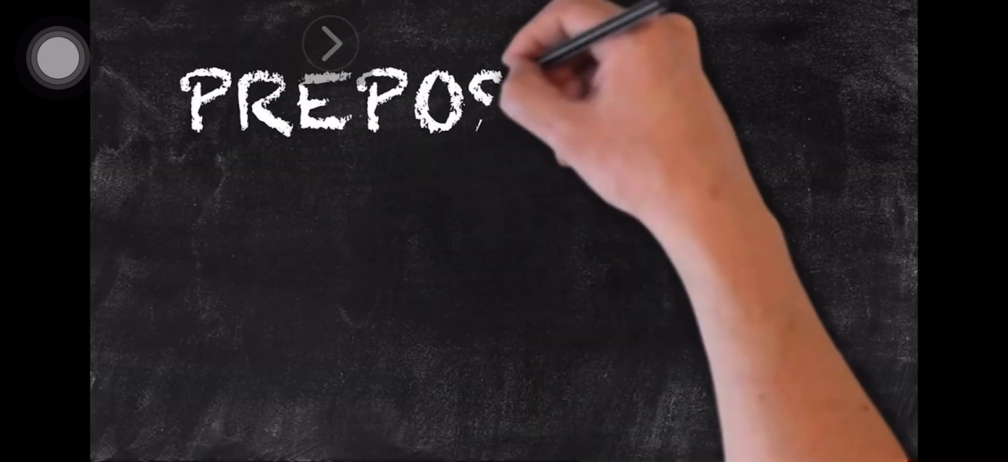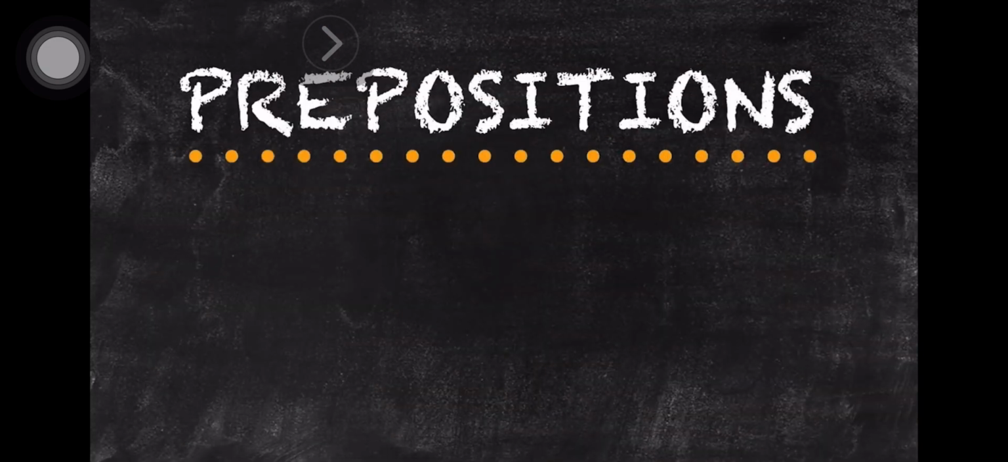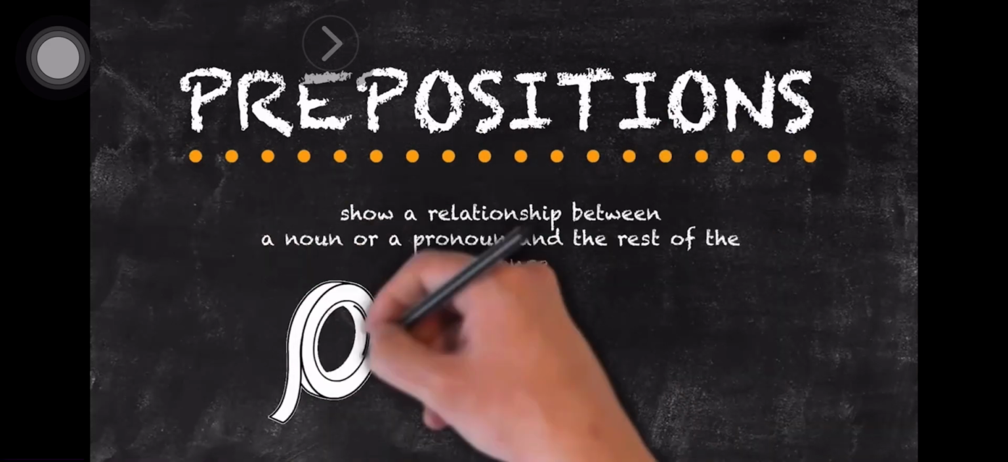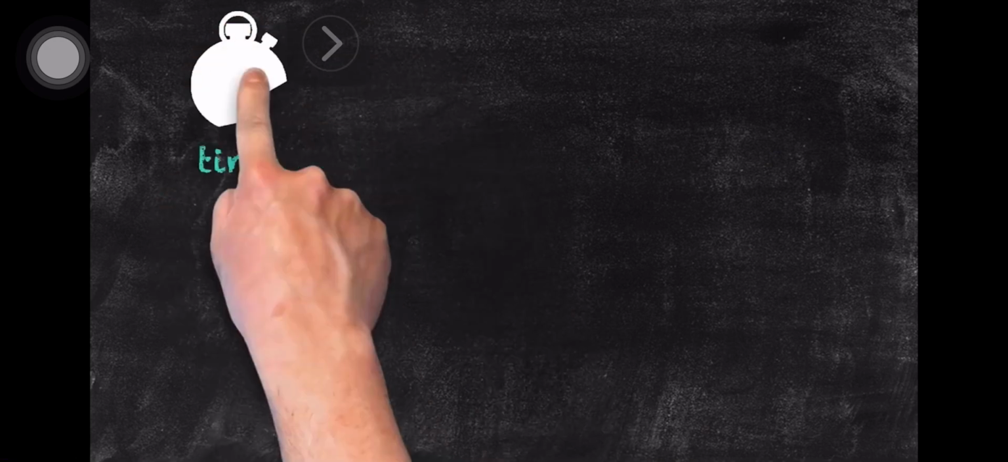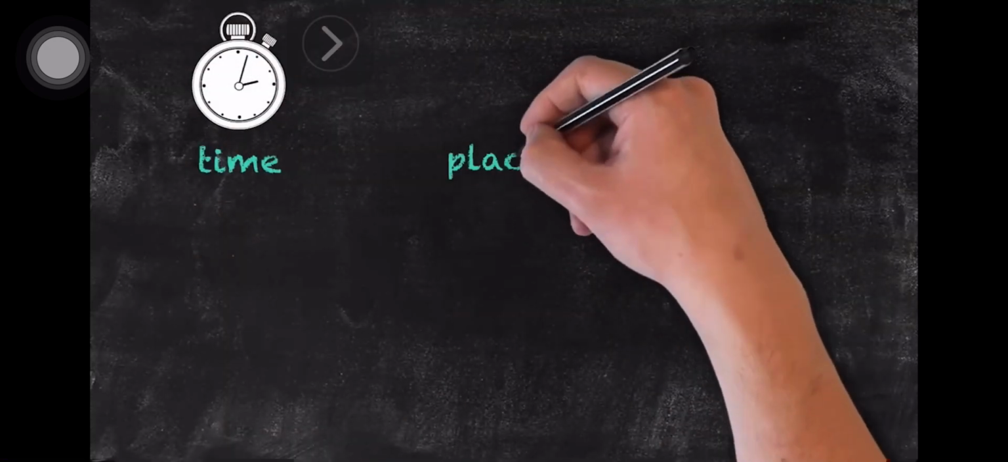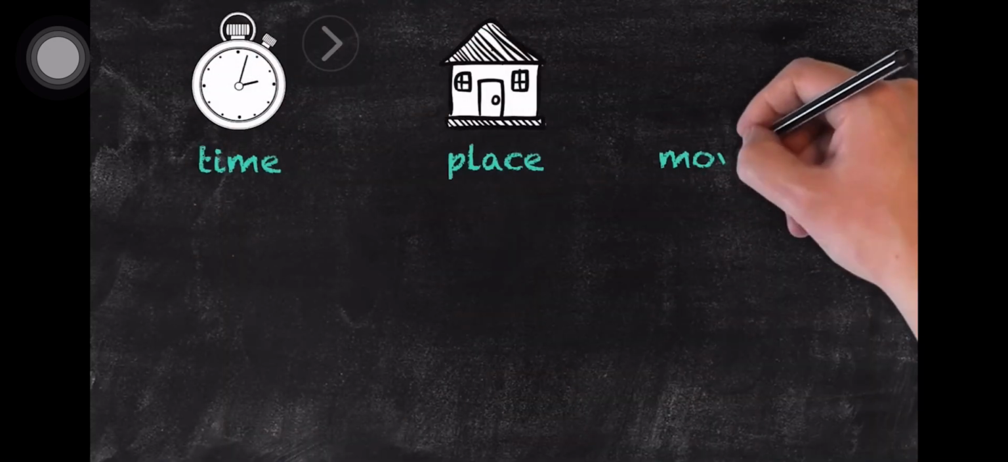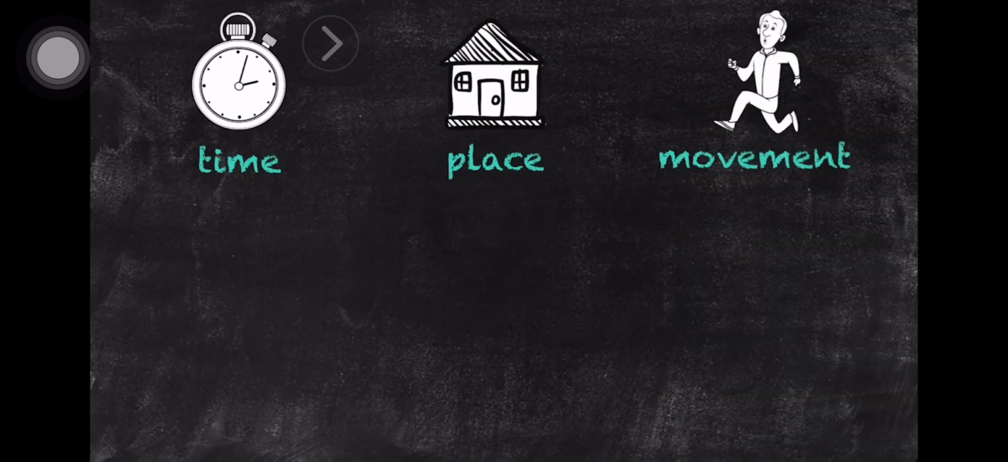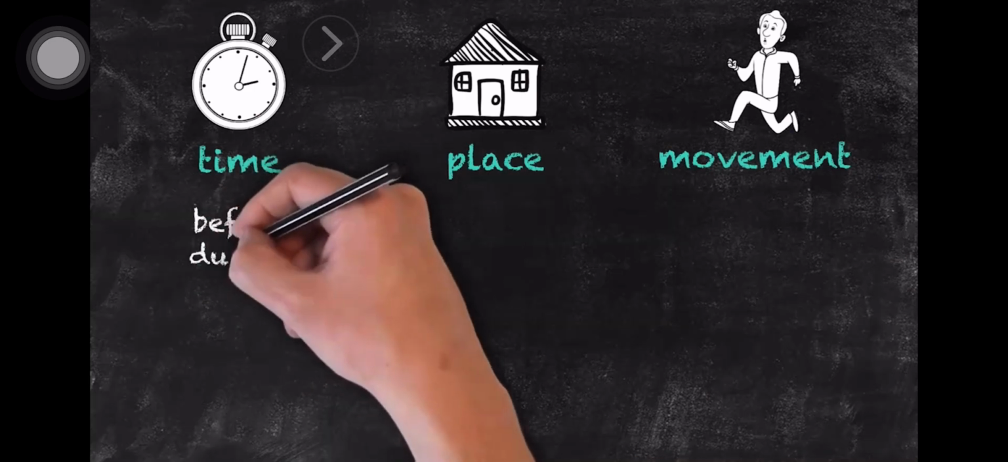Moving further down our list of the parts of speech, we have our prepositions. Prepositions show a relationship between a noun or a pronoun and the rest of the sentence. We have three main categories: time, place, and movement, as well as a miscellaneous category that doesn't fit the other three. Here we can have prepositions of time: before, during, in, at, or on.